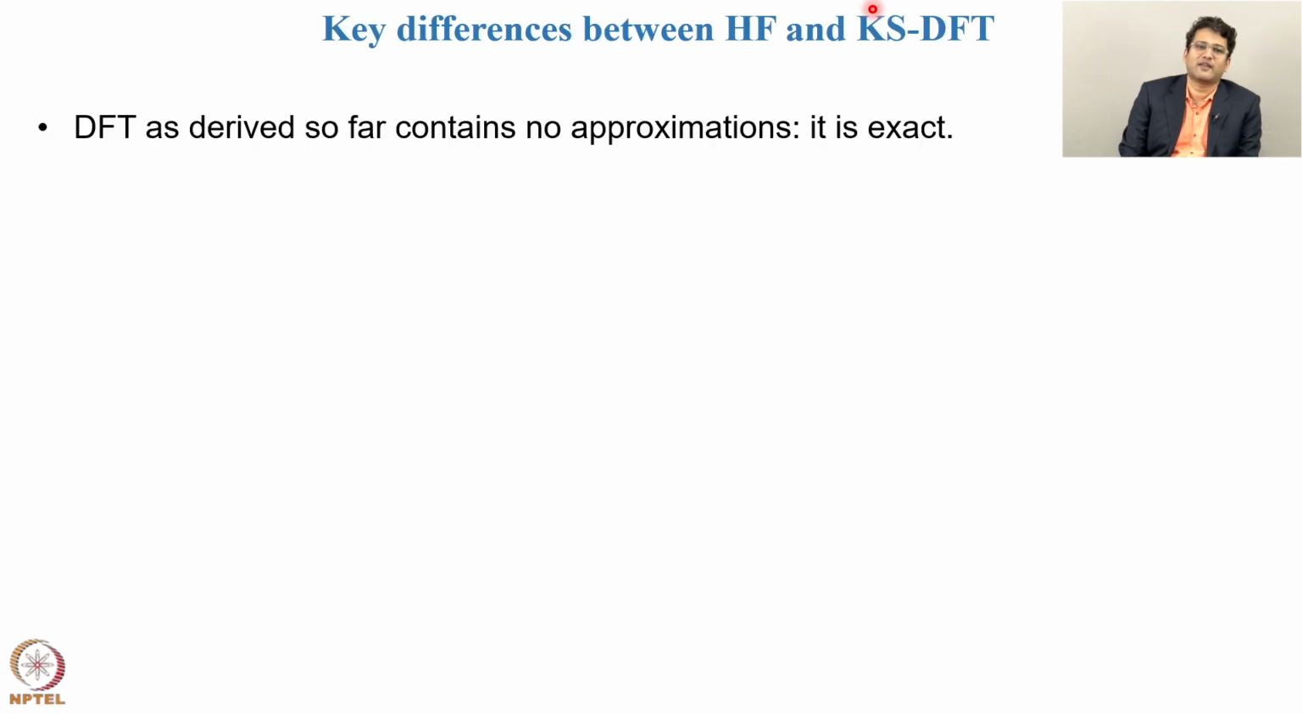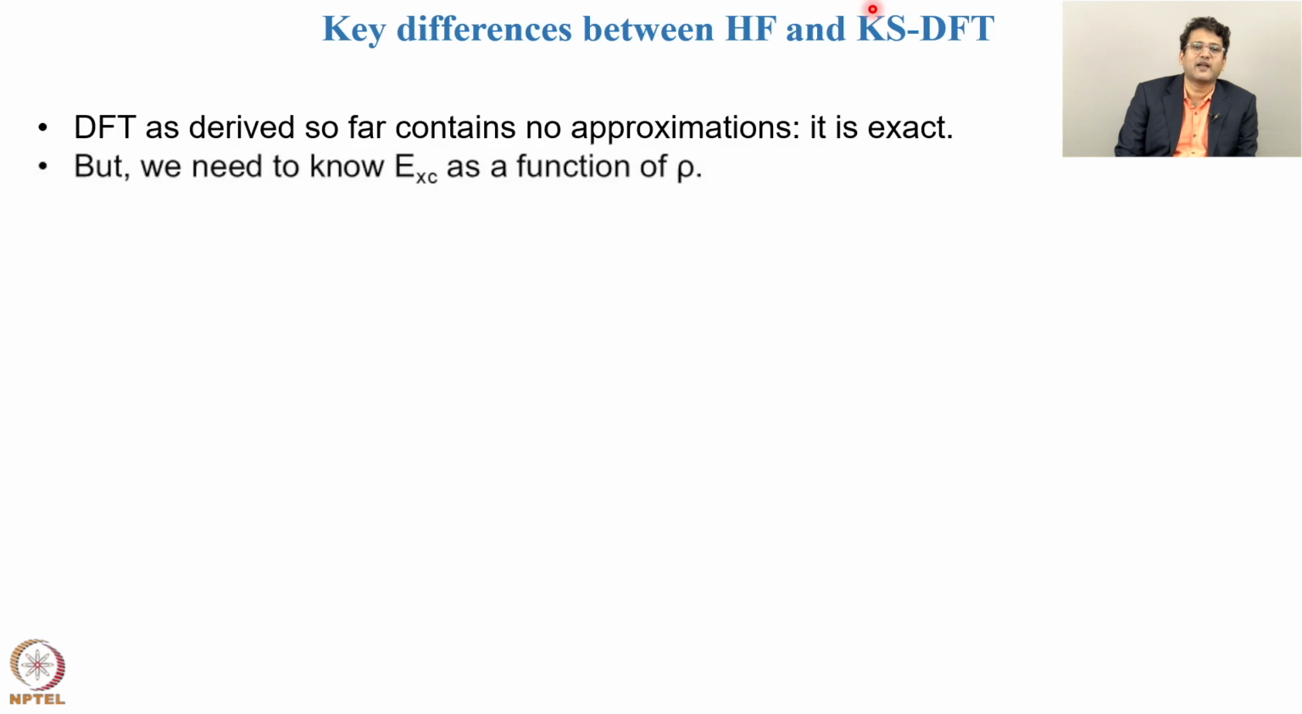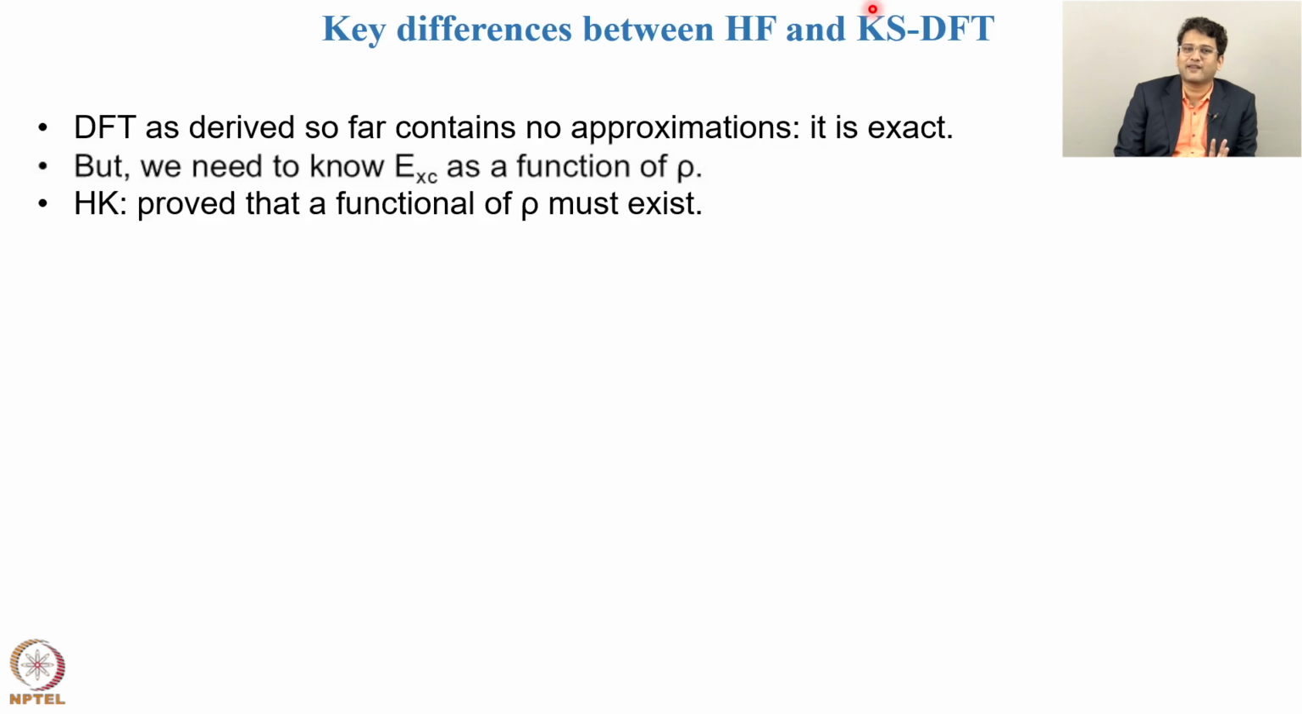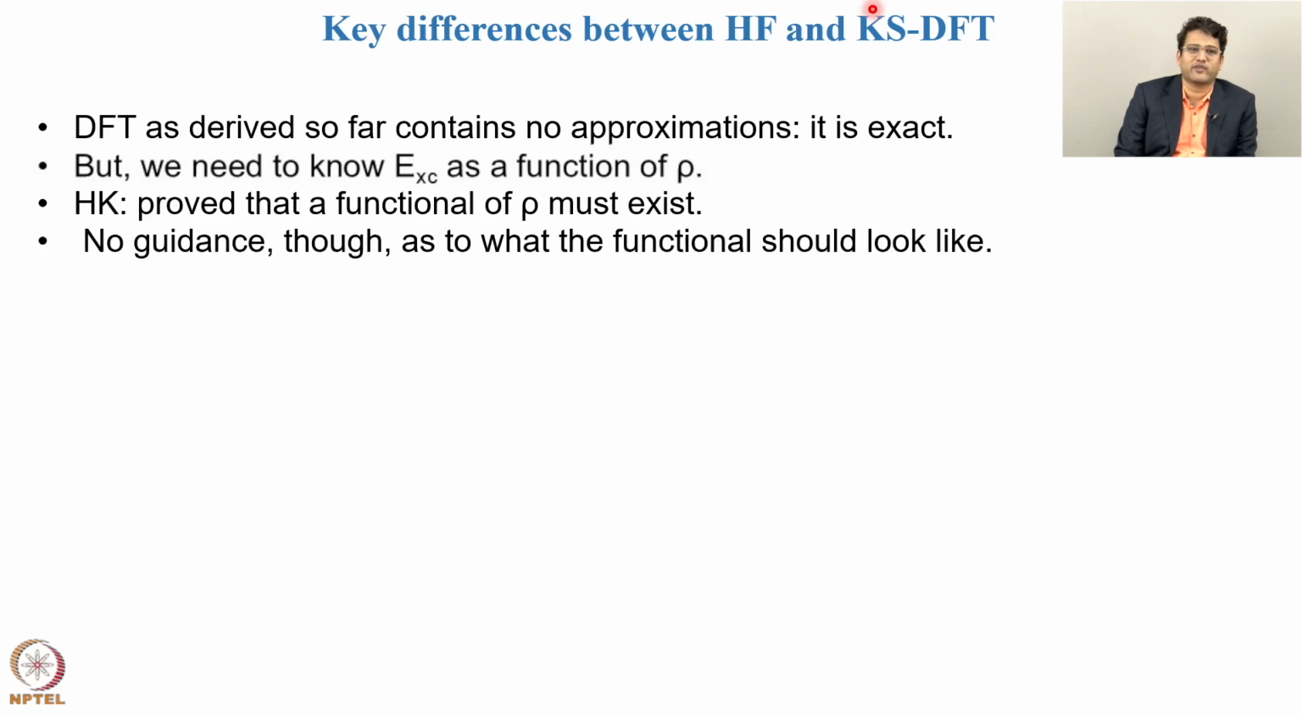What is the difference? DFT, as derived so far, contains no approximation; it is exact. If there is an approximation, it is in the exchange correlation functional. If I get the exchange correlation functional, this is exact. But we need to know the exchange correlation functional as a function of rho, and that we do not know. The Hohenberg-Kohn theorem only says that a functional must exist, but what the exact form of the functional is, the Hohenberg-Kohn theorem is silent on that. So, no guidance: although a variational theorem exists, it still does not tell how the functional actually looks like.